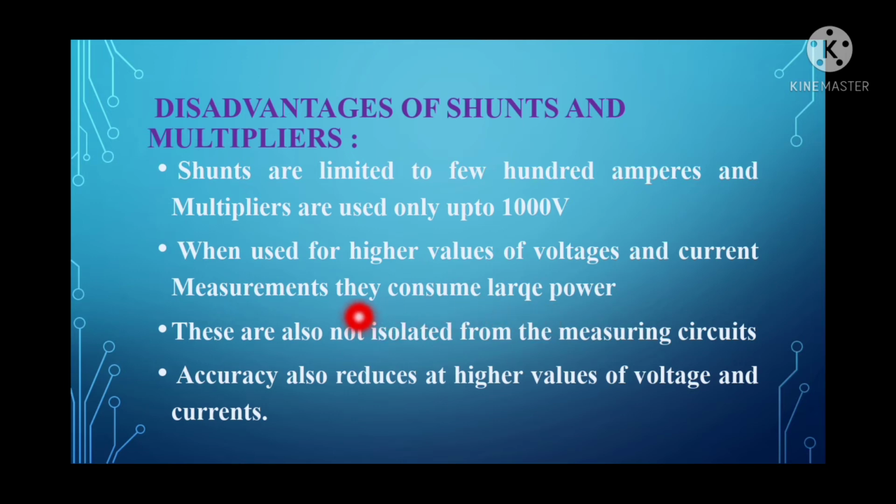And the most important thing is that there needs to be isolation of the measuring circuit from the input line. That is, if the voltage and current values are heavy at the input side and the measuring circuit is connected directly over the input side, in that case it causes damage to the measuring circuit, and also it causes severe damage even to the personnel working there. So in order to avoid such critical conditions, we go for the instrument transformer.